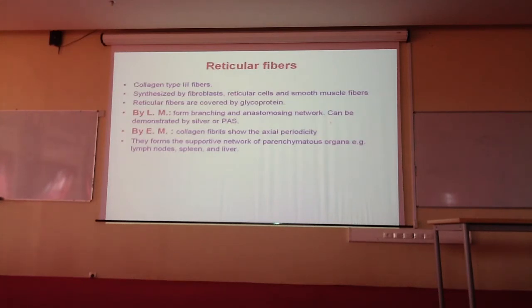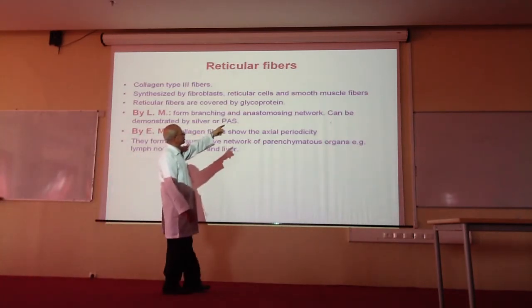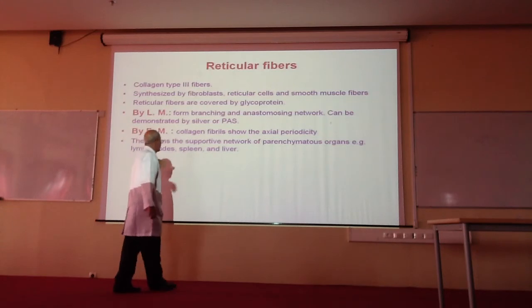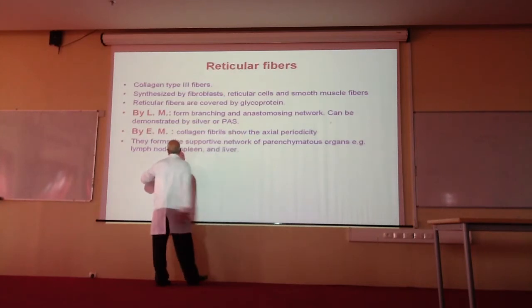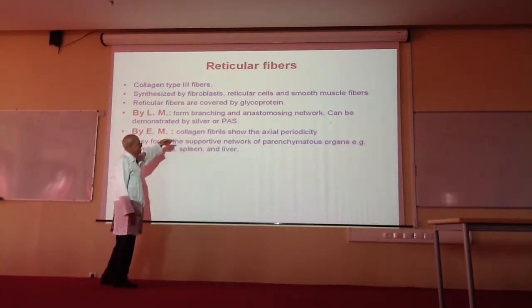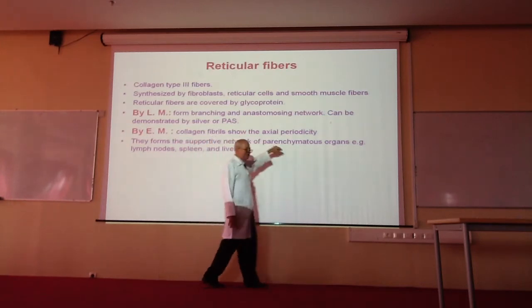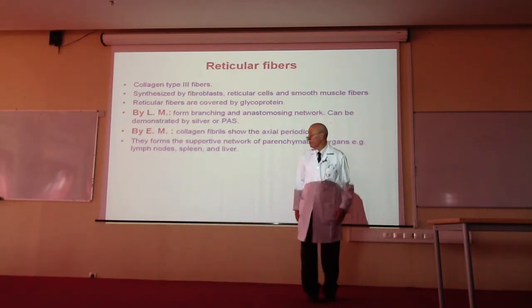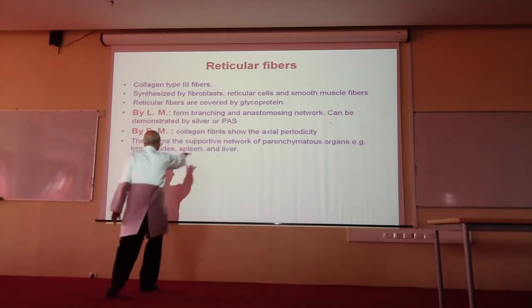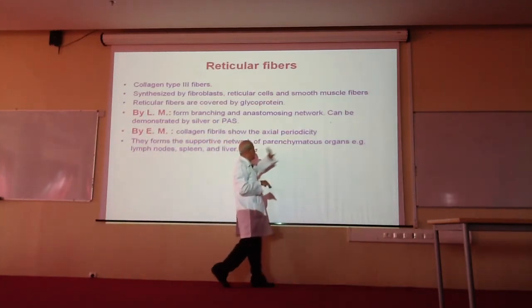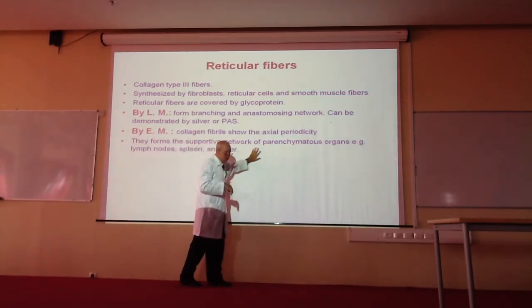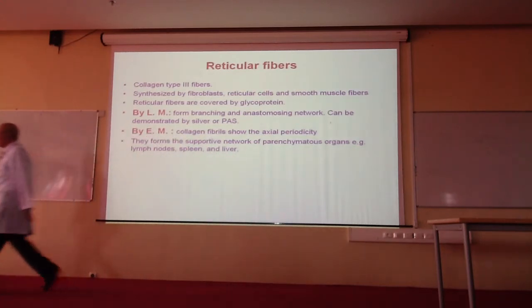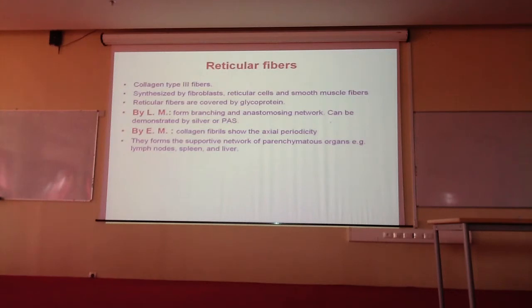Reticular fibers form a branching and anastomosing network that can be demonstrated by silver stain. By electron microscope, collagen fibrils show the axial periodicity, but that is not important. They form the supportive network of parenchymal organs, like lymph nodes, spleen, liver, and bone marrow. It gives them support and their special distribution there.